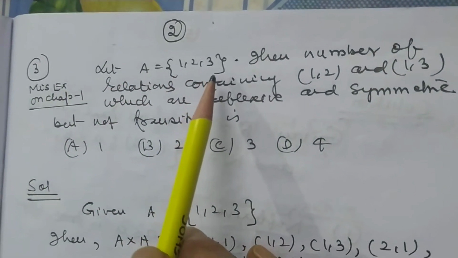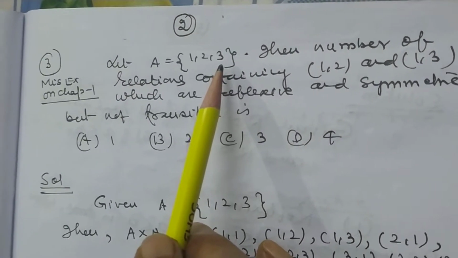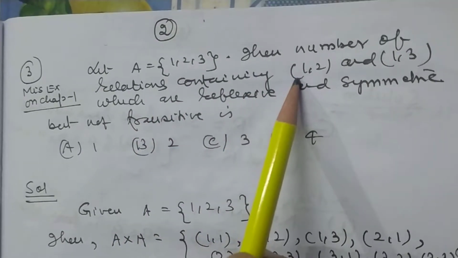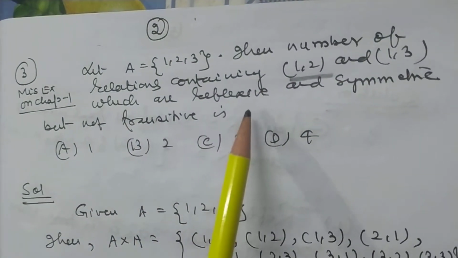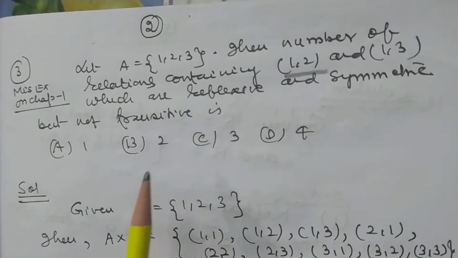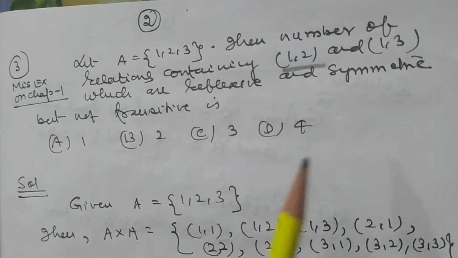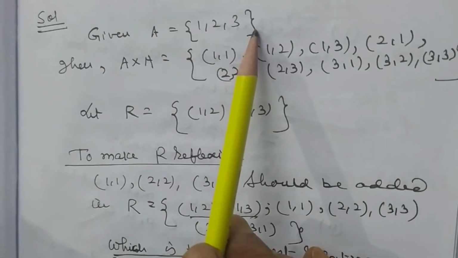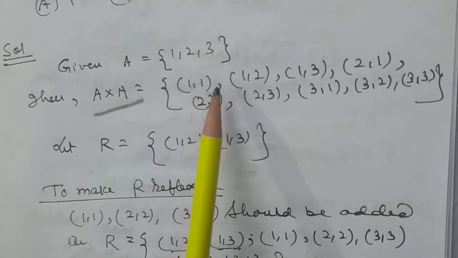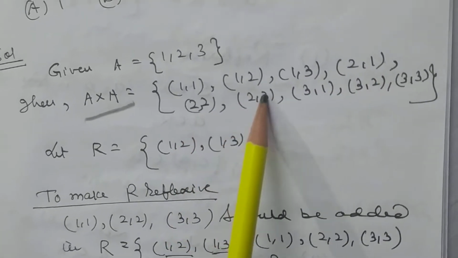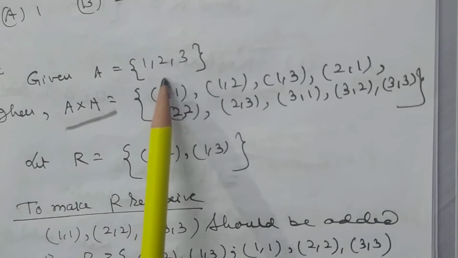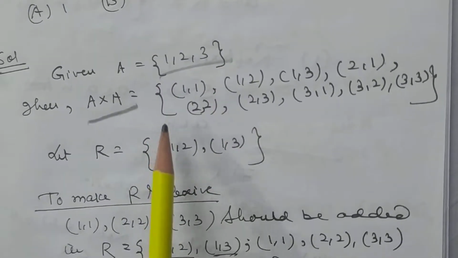Now problem number 3. Let A be the collection of elements 1, 2, 3. The number of relations containing (1, 2) and (1, 3) which are reflexive and symmetric but not transitive is: A is equal to 1, B is equal to 2, C is equal to 3 and D is equal to 4. Let A be equal to 1, 2, 3. A Cartesian product A will have 9 elements. So we take the Cartesian product of A with A.